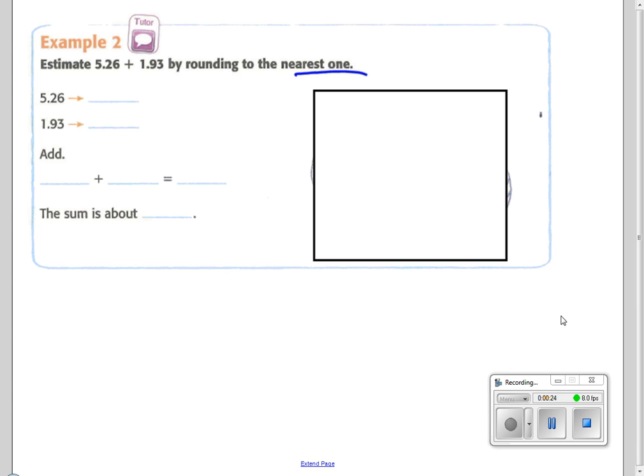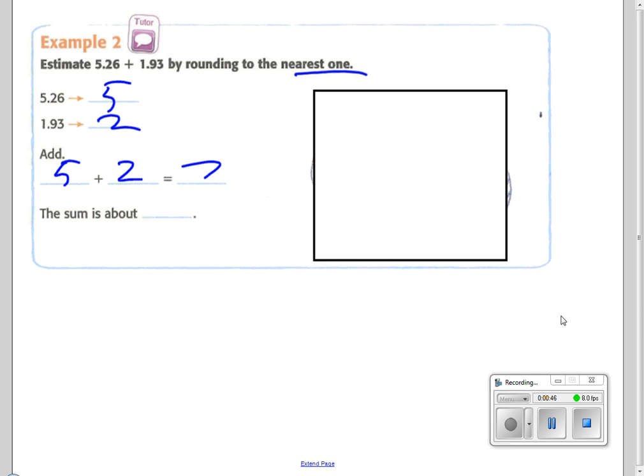So 5 and 26 hundredths, and you're going to have to say it loud for the video. We would round that, if we're rounding to the nearest 1, comes out to 5. 1 and 93 hundredths comes out to 2. All right, so we get 2 and 5, although I should have put those in the order that they're on there. Let's not. Okay, 5 and 2. So the sum is about 7.